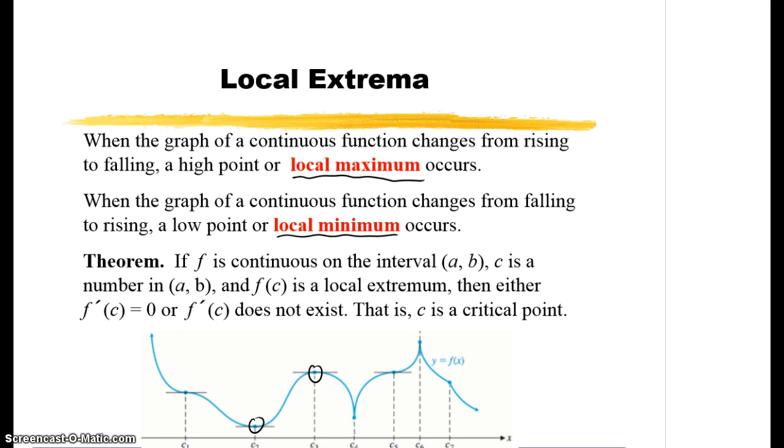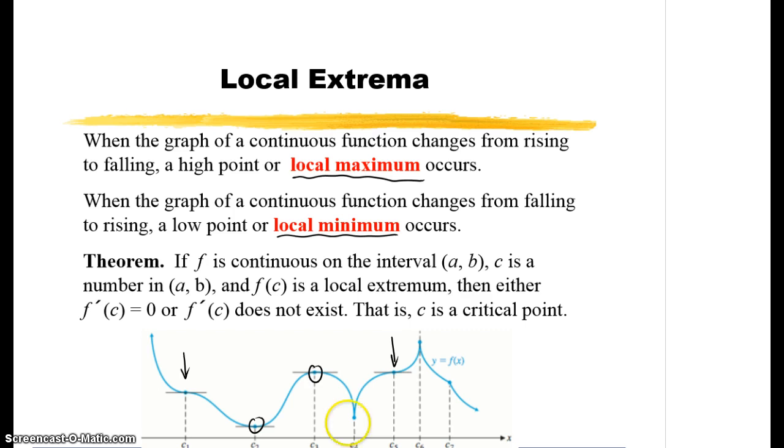Okay? Notice the point at c1 here. Our graph is falling to the left of c1 and then continues falling to the right of c1. So this is neither a local max nor a local min. This is nothing. It's neither. Likewise, take a look at what's happening at c5. The graph is rising from the left of c5 and also continues to rise to the right of c5. Once again, this is not a local min or max.